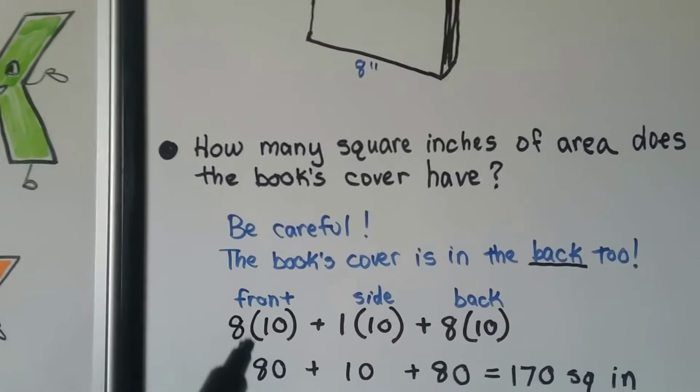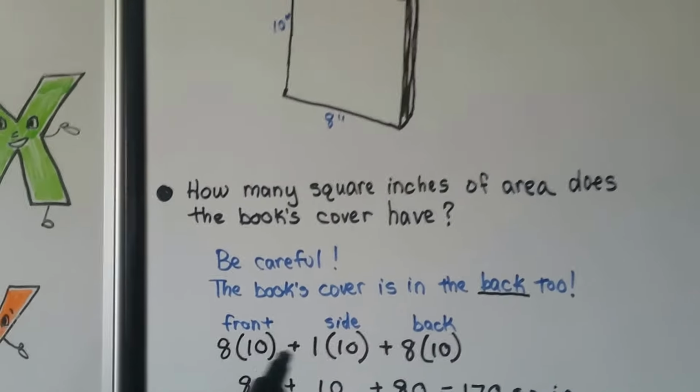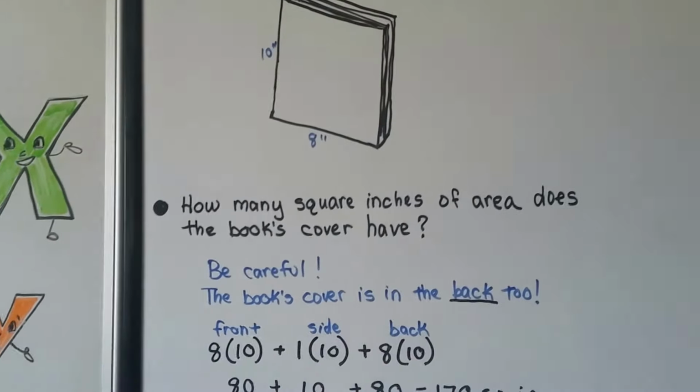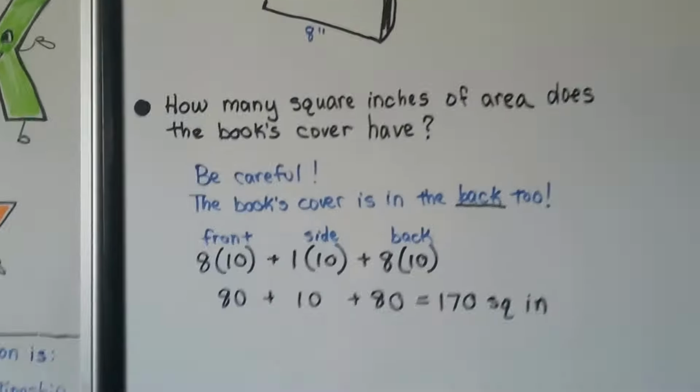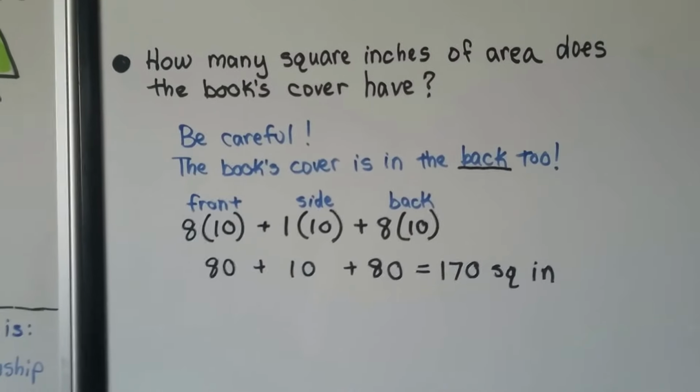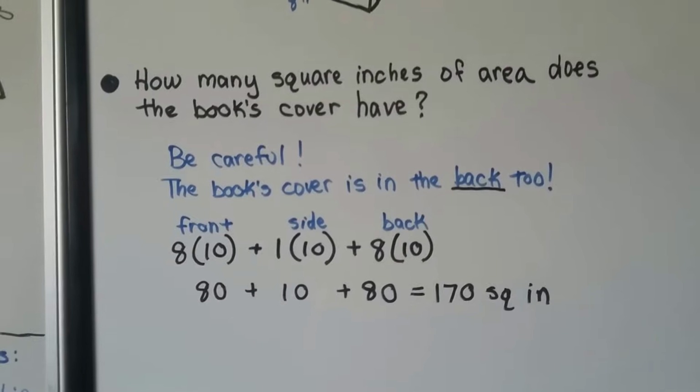So for the front, we've got 8 times 10. For the side binding, we've got 1 times 10, and for the back, we've got 8 times 10. We add all of these up together, 80 plus 10 plus 80. So we know the cover is 170 square inches.